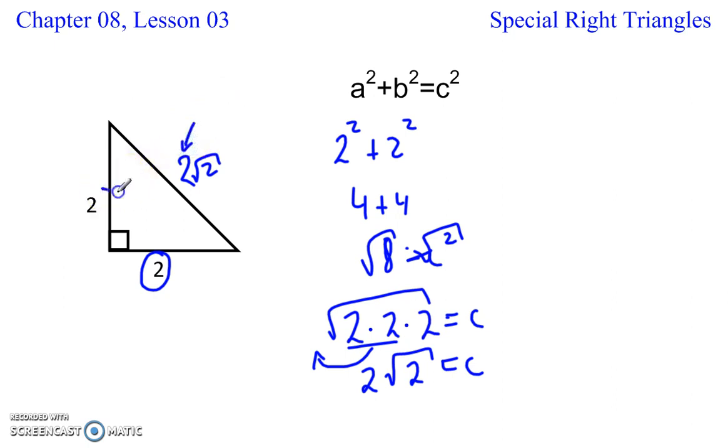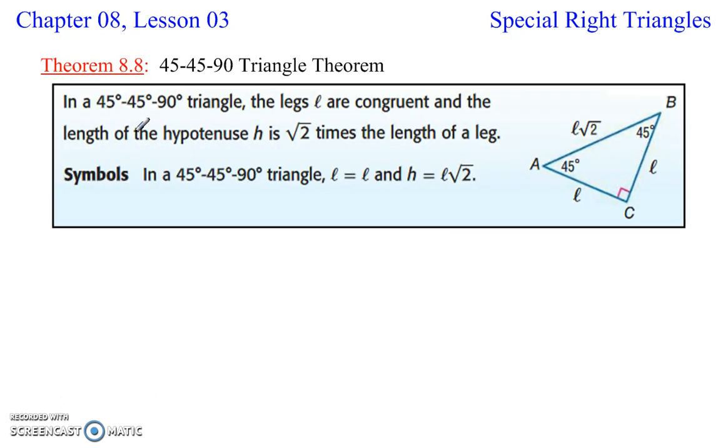So also, because these two legs are the same length, we know that these angles here have to be the same. And if this is 90, that leaves 90 for these, so these are each 45. Okay, that's the first special triangle we're looking at, the 45, 45, 90 triangle. In a 45, 45, 90 triangle, the length of the hypotenuse is the length of a leg times the square root of 2. The hypotenuse is a leg times the square root of 2.